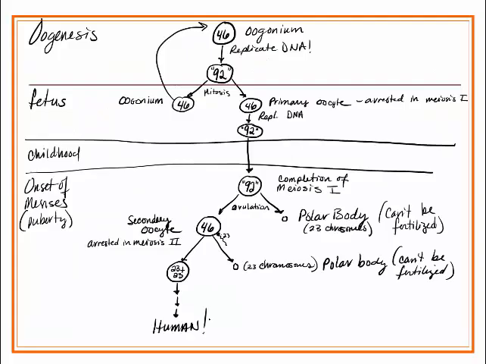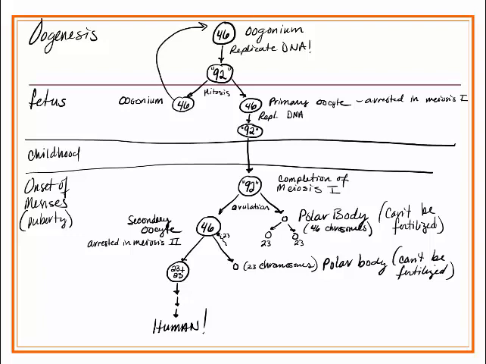All right, now, a couple more things about this process. That first polar body may split in half. If that happens, oh shoot, I made an error back here. This first polar body has half of 92, which is 46, not 23. That polar body may divide, in which case you'd get two polar bodies, each with 23 chromosomes.